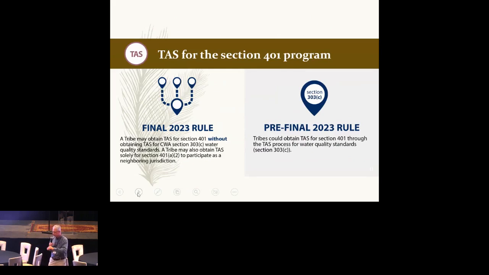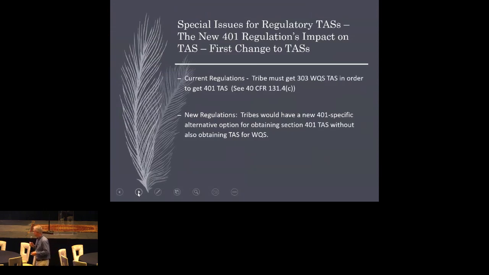The new rule really sort of disentangles the water quality certification from those water quality standards. So the new regulation has provisions that allow tribes to just take on the 401 water quality certification role as a certifying authority without the need to establish those 303C standards.